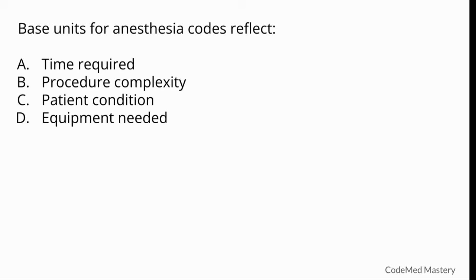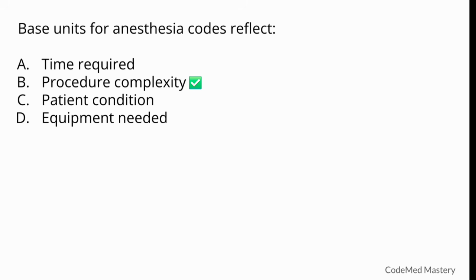Next question. Base units for anesthesia codes reflect option A, time required, option B, procedure complexity, option C, patient condition and option D, equipment needed. The right answer is option B. Base units for anesthesia codes reflect procedure complexity. Make a note of it.